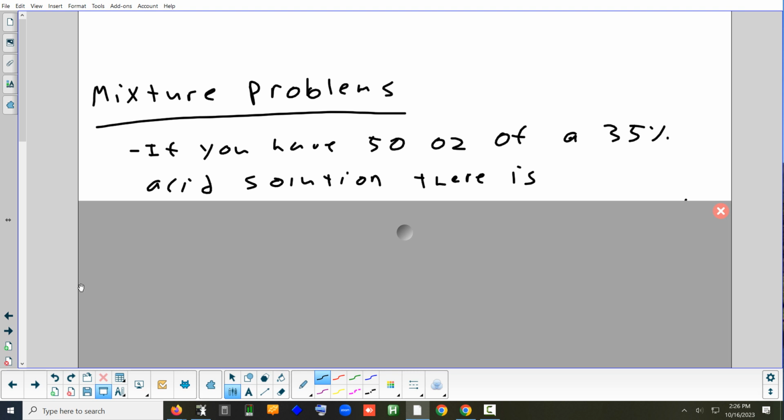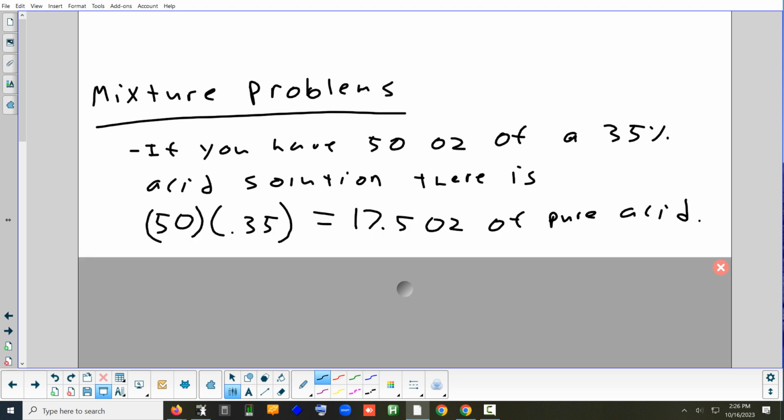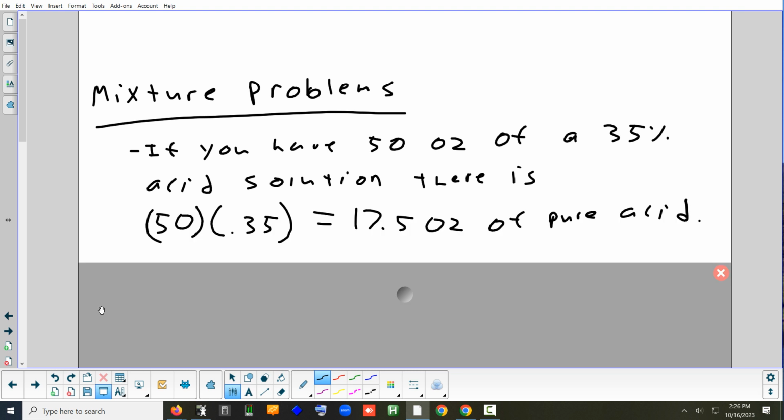Yep. Multiply it by 0.35. Yeah. You take 50 times 0.35. So that means in the container, it's a little over a third. Okay, 17.5 ounces of the liquid in front of you are acid, and the rest of it, well, maybe it's just water.